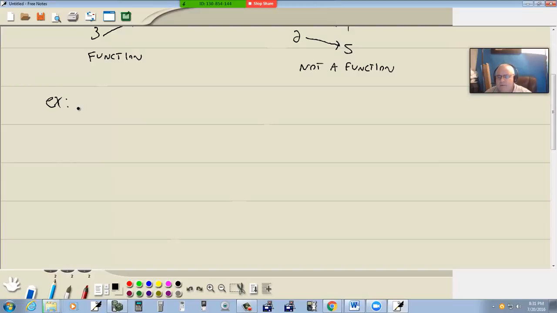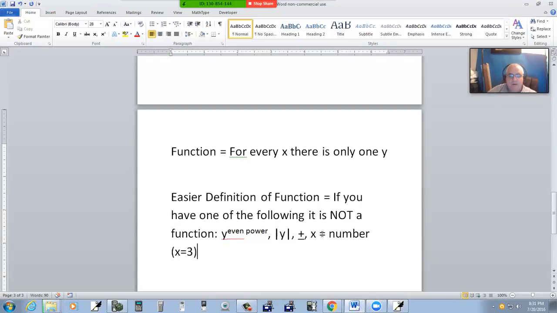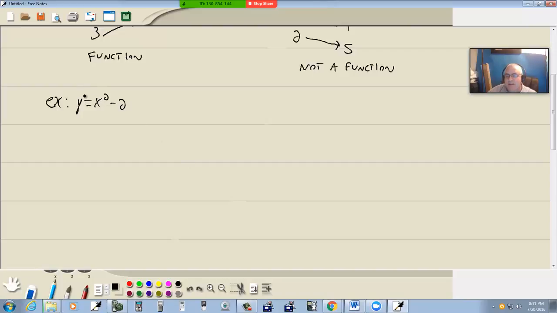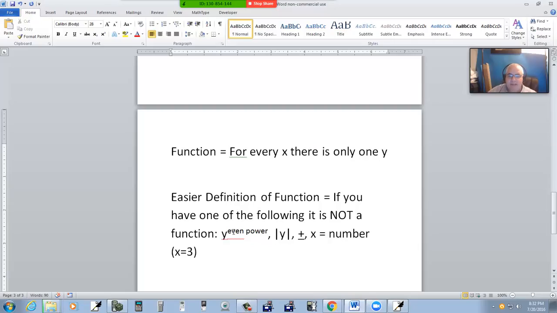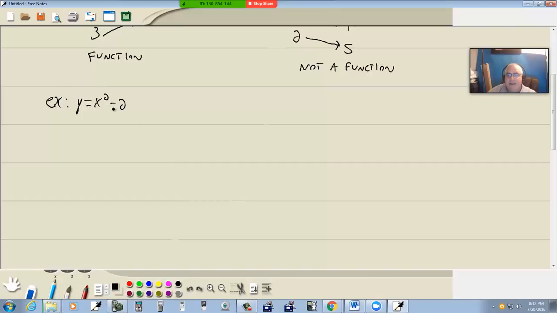then you had, for example, y is equal to x squared minus 2. And the question is whether it's a function or not, yes or no. Well, I don't have anything about an x to an even power. We have y to an even power, but we can have x to an even power. And this is y to the first power. We can have that, we just can't have y to an even power. Since this doesn't have any of the items in that list, this would be a function.